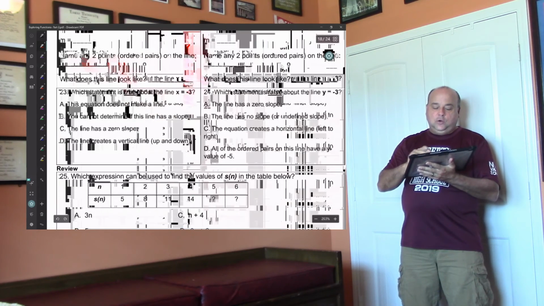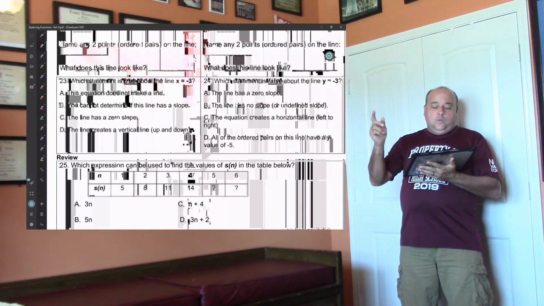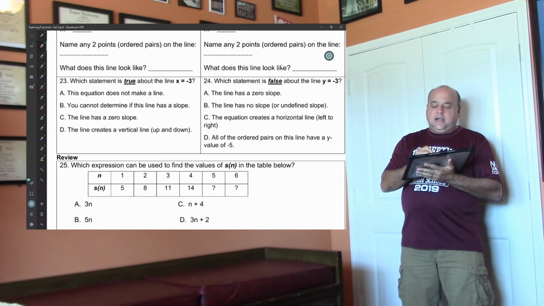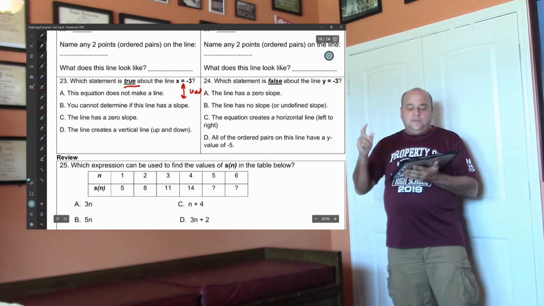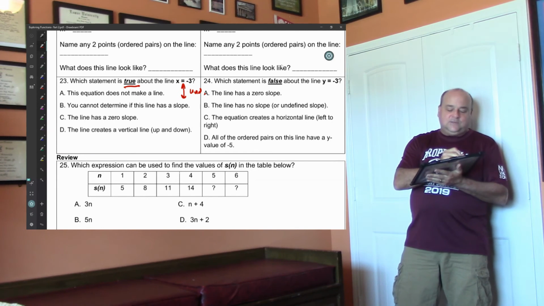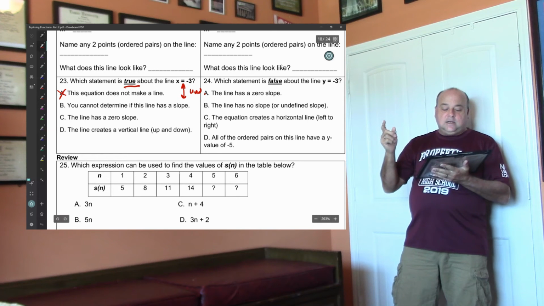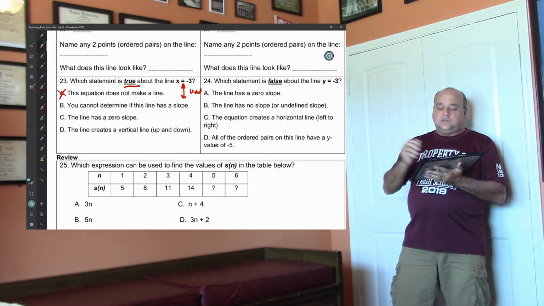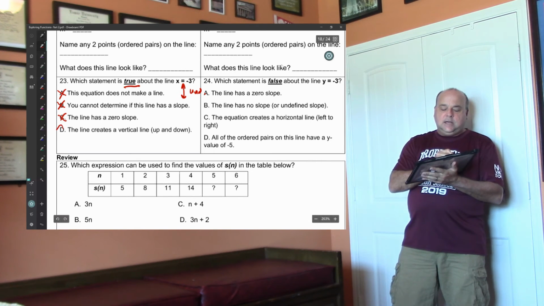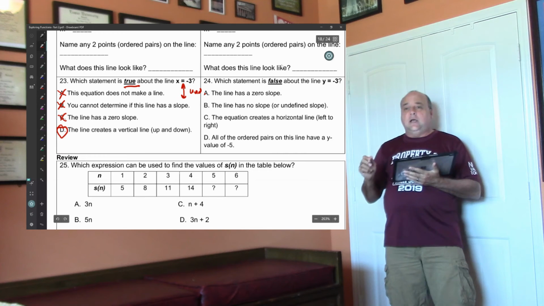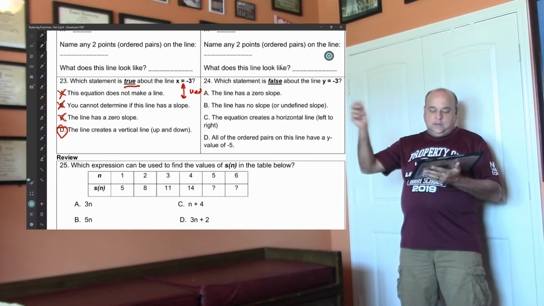Now then, let's do 23. Which statement is true? X equals -3. An x equals line will be vertical and the slope's undefined. And we want to know the one that's true. This equation does not make a line. That's false. You cannot determine the slope if the line has a slope. That's false. The line has a zero slope. That's false. The line creates a vertical line. Ding, ding, ding. It's vertical and it has an undefined slope. You do the next one on your own.